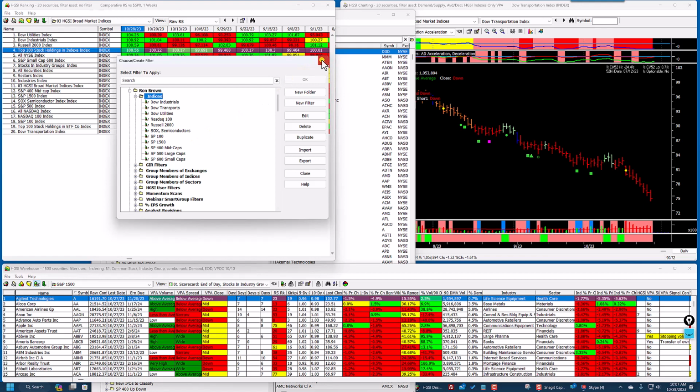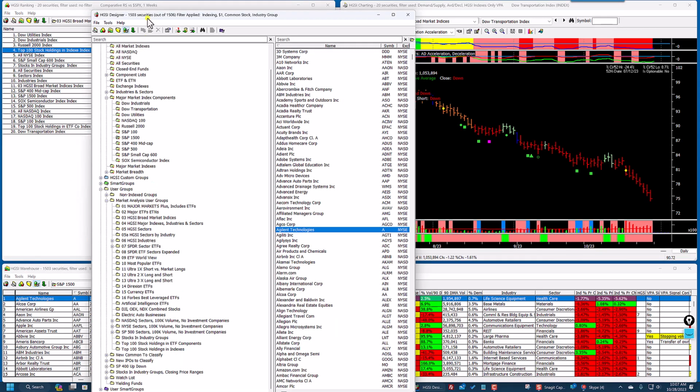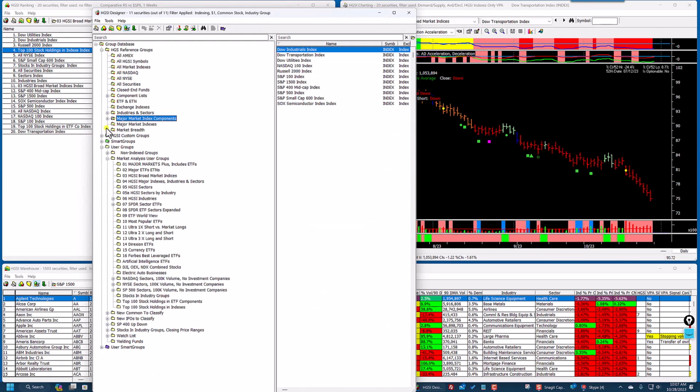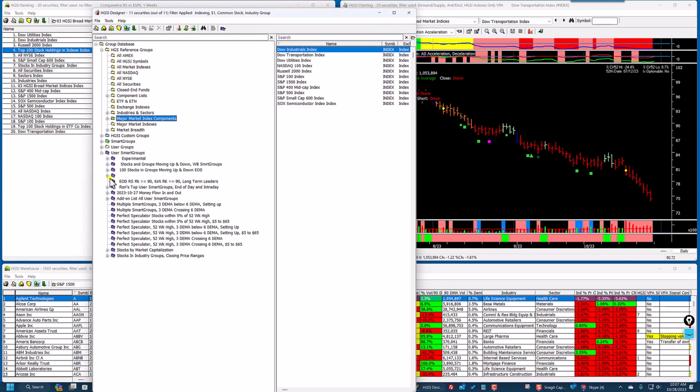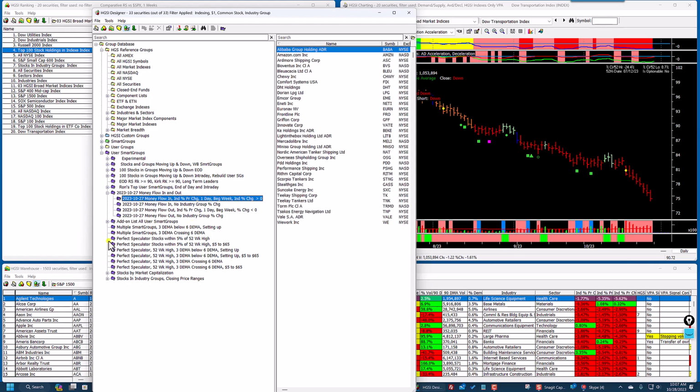And why did I do this? Because going back to the money flow, and let me go to the designer and go into my user smart groups. And right here, this is dated. You can see the dated money flow. Now, some of you had questions about whether you had the right user smart groups or not. If you have this one right under my folder, you have the correct thing.